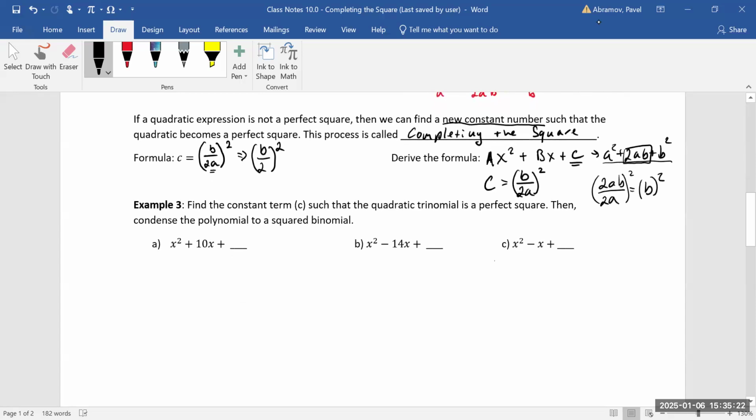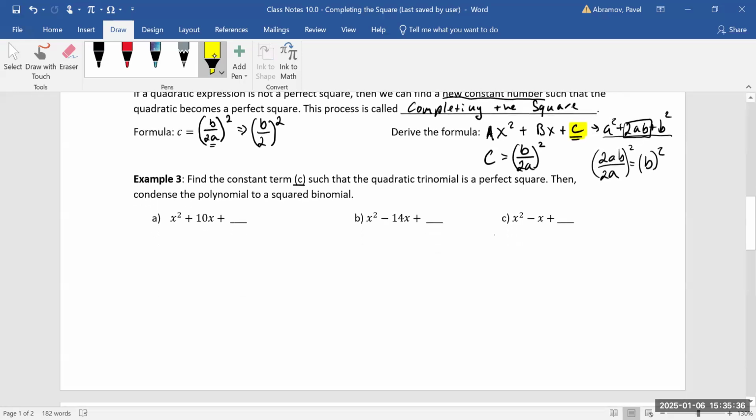So we're finding what we call a constant c term, because once again, we are finding this number right here. That number will be responsible for making our quadratic into a perfect square. Okay, so we're going to find that number, and then we condense our expression, or in other words, rewrite it as a squared binomial. So we basically want to know what goes right here.